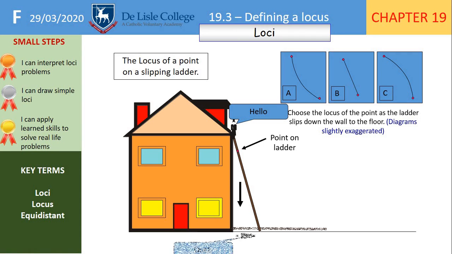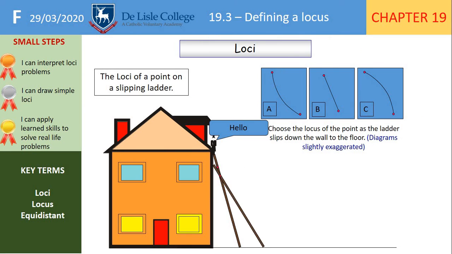So the ladder slips, oh sorry Mr. Rhodes, and what happens is that ladder starts to drop all the way down to the floor. So what's going to happen with that fixed point as that ladder goes down? Pause the video, choose one of those 3 answers. Okay, let's see which one you've picked and see if you were right.